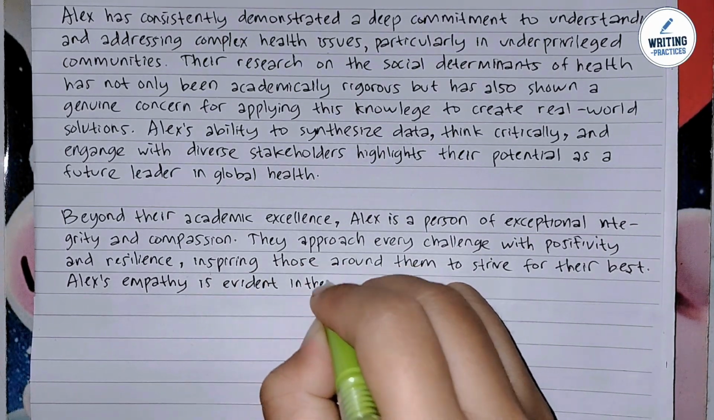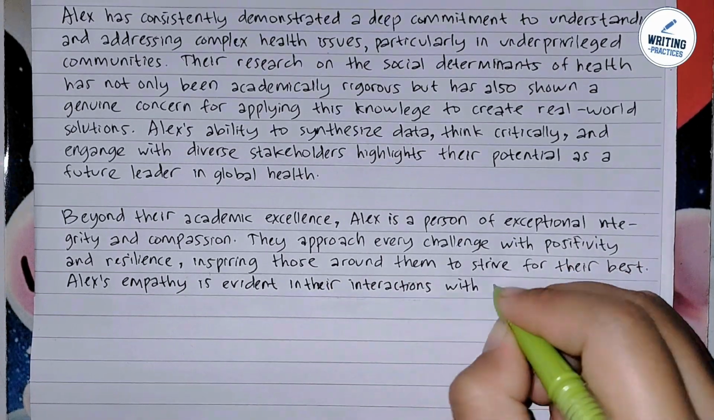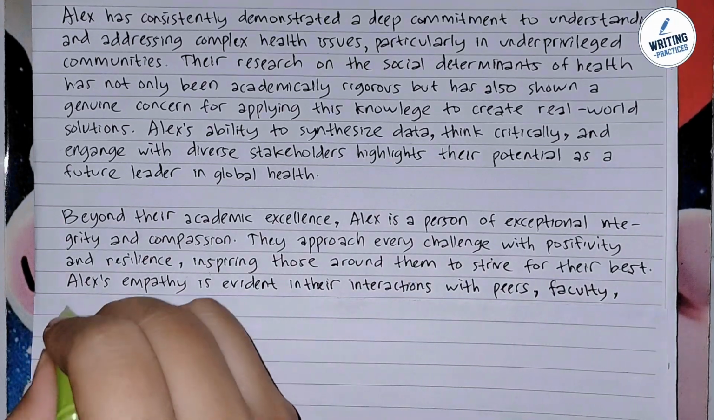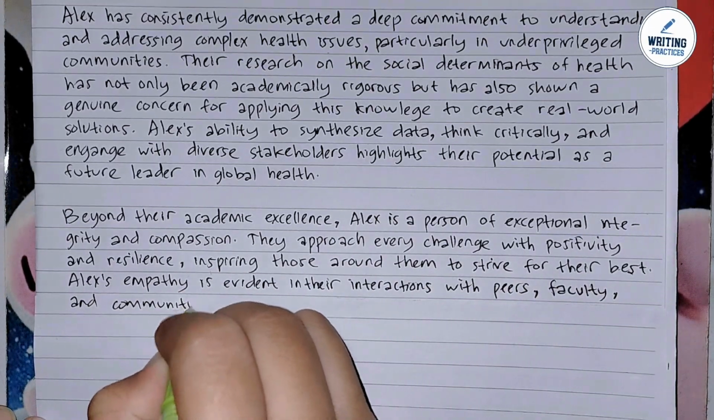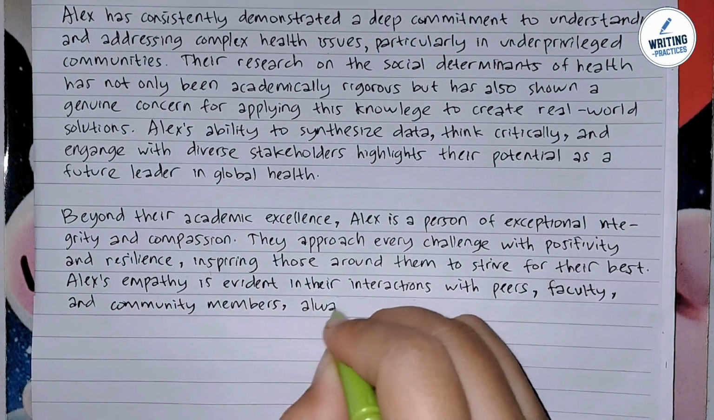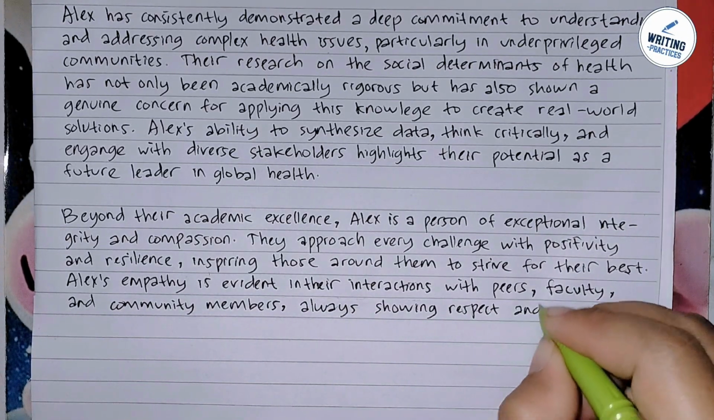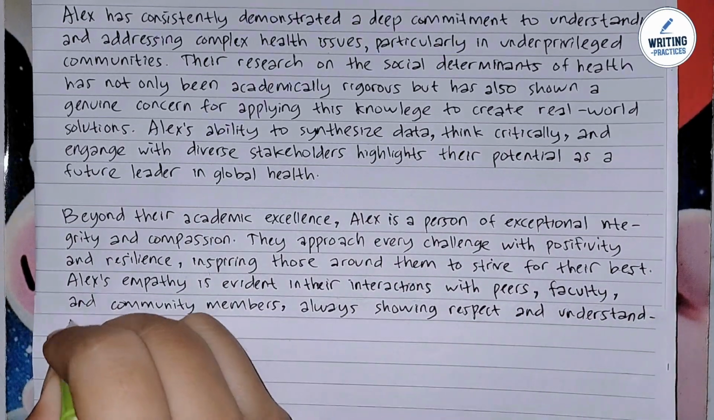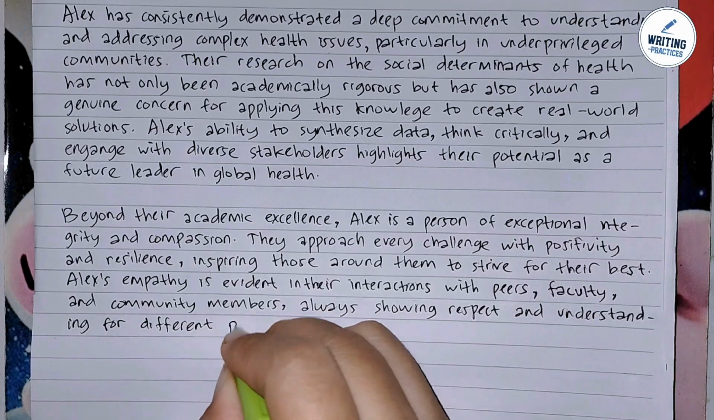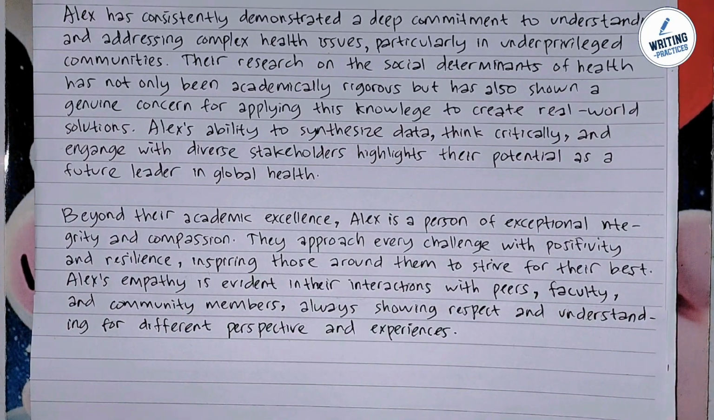After that, continue to describe the applicant's interpersonal skills, and how they interact with peers, faculty, and community members. It is important to show how the applicant's empathy and interpersonal skills will make them a strong community member during the fellowship. For example, you may write something like, Alex's empathy is evident in their interactions with peers, faculty, and community members, always showing respect and understanding for different perspectives and experiences.